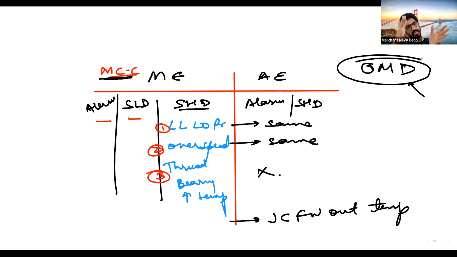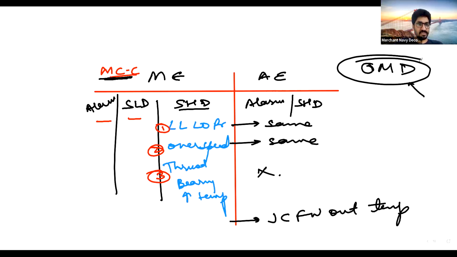Alarm is level 1, shutdown is level 3. Shutdown is very critical. Something very critical has happened, so please save the main engine, otherwise the main engine will get destroyed. Slowdown is midway. Midway means I'm not stopping the engine, but I'm reducing the speed because you might need the main engine. Otherwise, you can collide the ship or ground the ship, because the main engine is running the ship. So both situations can be dangerous.